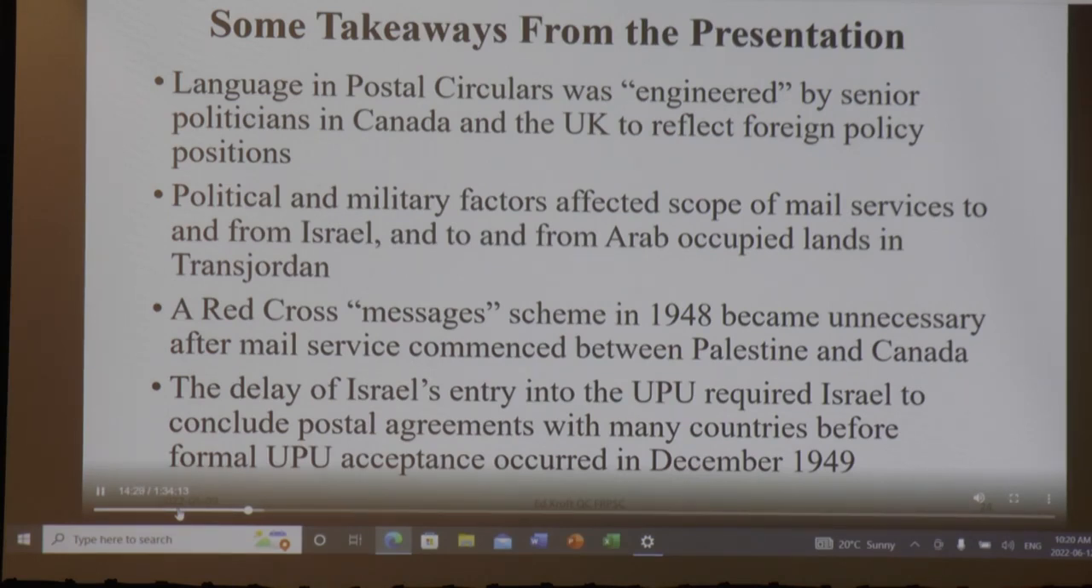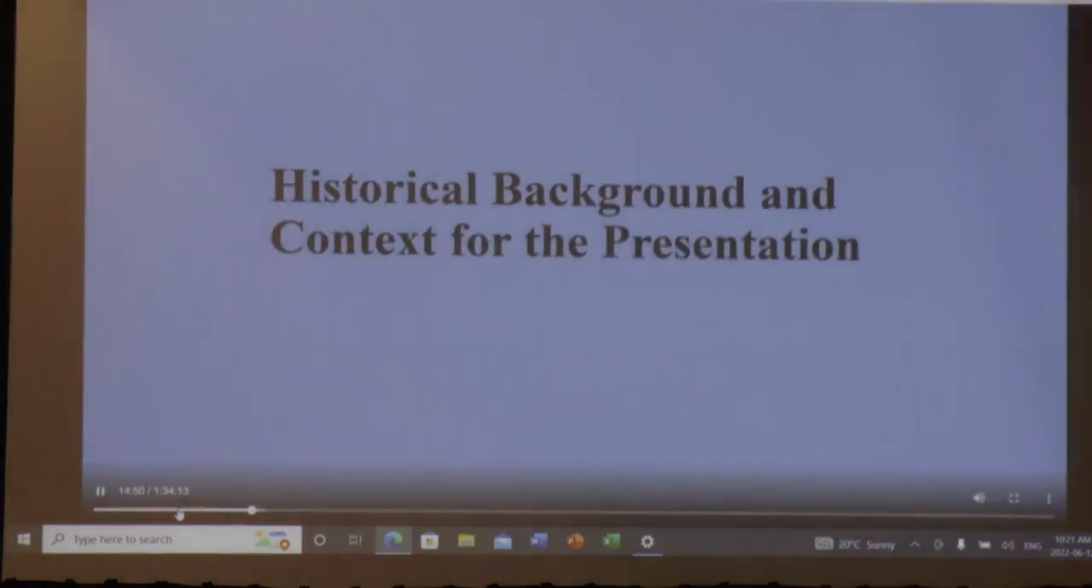And finally, the delay of Israel's entry into the Universal Postal Union, which didn't occur until late December 1949, required Israel to conclude various postal agreements with countries around the world in order to have mail to and from Israel transported to these various countries. I believe Israel had agreements with possibly up to 75, 100 countries in order to have its mail transported. And that was something that progressed between 1948 and 49.